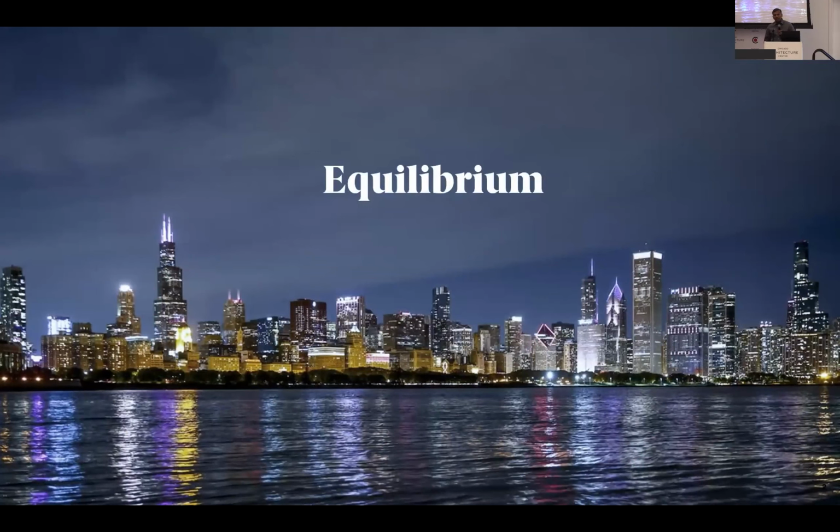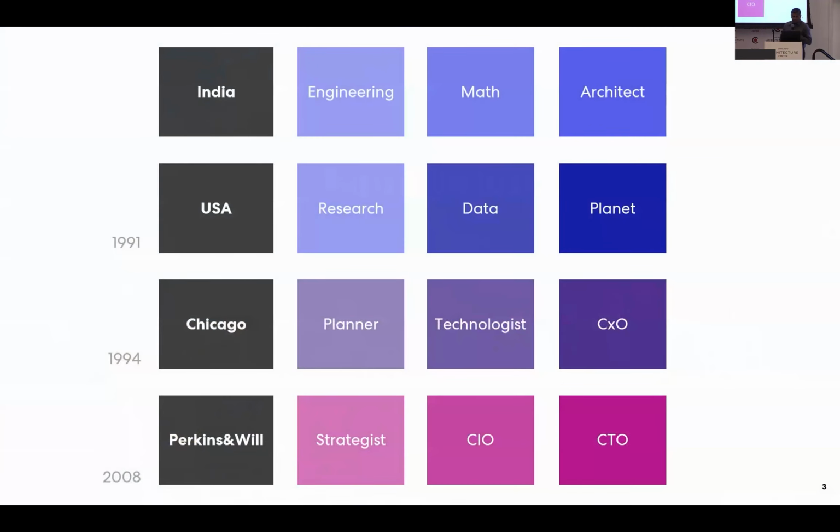What do we mean by equilibrium, and how do we achieve equilibrium in the space of AEC innovation? So my talk is going to be focused on myself, the firm, and how we look at equilibrium through the lens of Perkins over the years. So first, a little bit about myself. Okay, you can see this now. A little bit about myself.